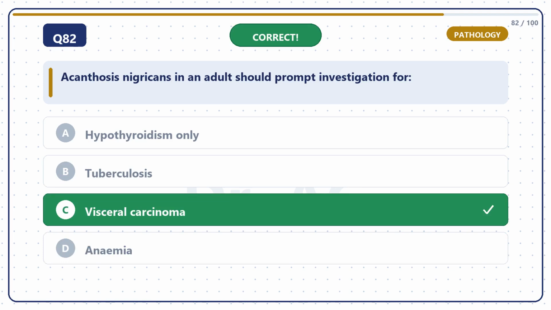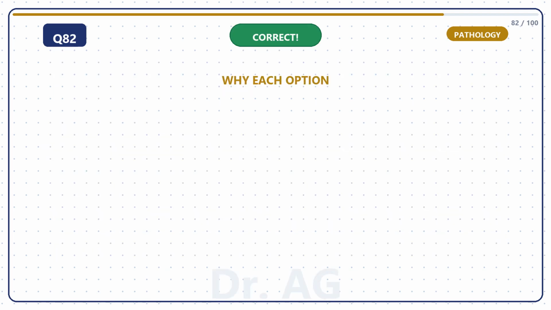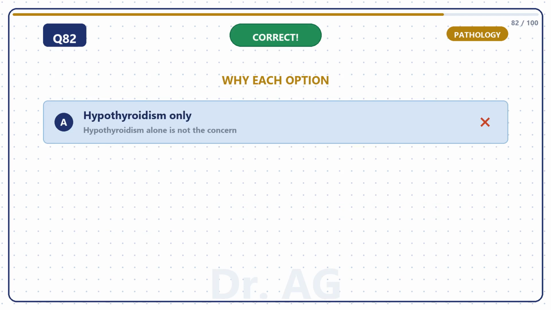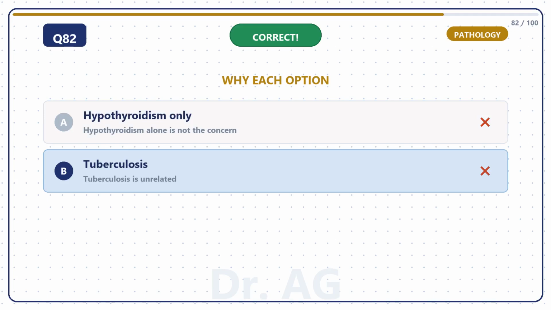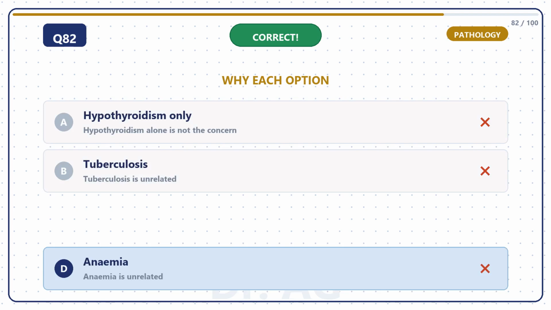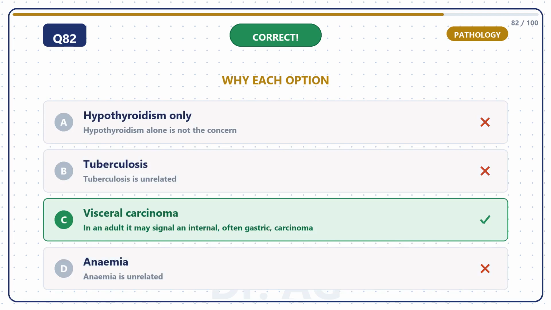Visceral carcinoma. Let's go through the options. Hypothyroidism only. Hypothyroidism alone is not the concern. Tuberculosis. Tuberculosis is unrelated. Anemia. Anemia is unrelated. And the correct answer is visceral carcinoma. In an adult, it may signal an internal, often gastric, carcinoma. So, the right answer is option C.